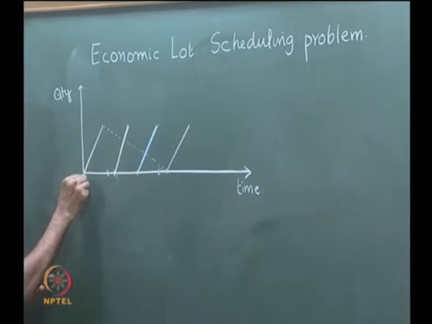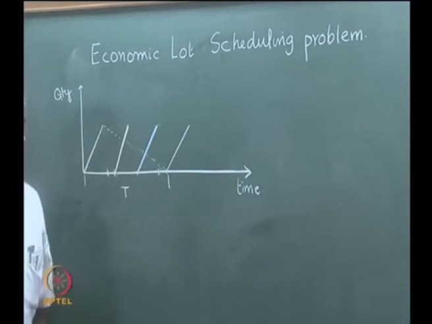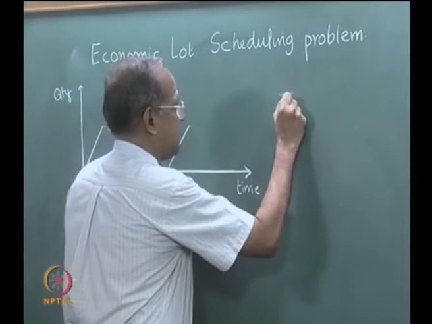Now this is called the cycle. This cycle is capital T, and in the economic lot scheduling problem we assume that the cycle is the same for all the 3 items. Then we wrote an expression for the total cost, which runs like this.